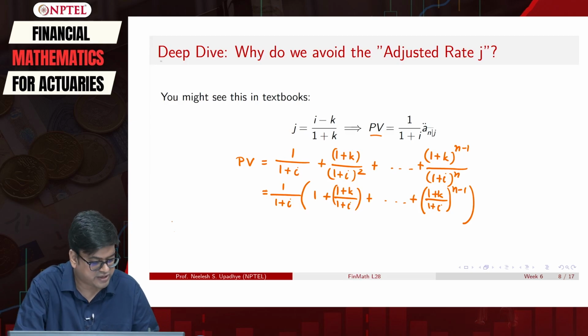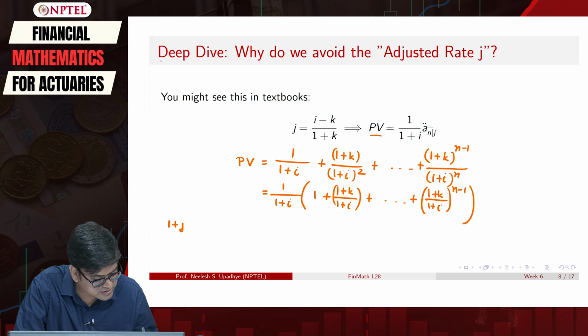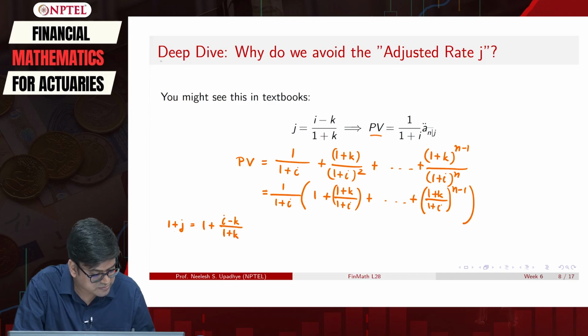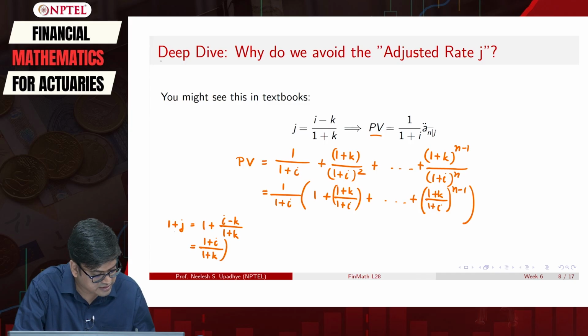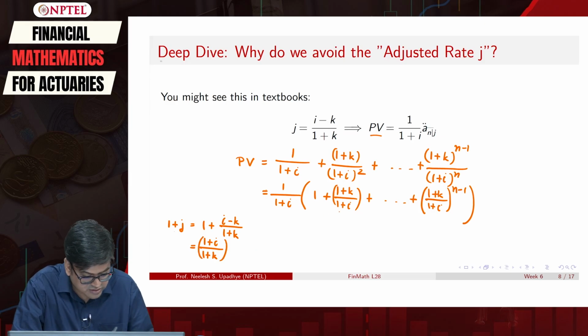So, let us look at one trick. We will look at what is 1 plus j. So, if I look at 1 plus j, then it is 1 plus (I minus k) upon (1 plus k). Okay. So, I can simply simplify this as (1 plus k) plus (I minus k) upon (1 plus k), so this becomes (1 plus I) upon (1 plus k), right. So, now you relate this particular term with this. So, what we have here is actually 1 upon (1 plus j), correct.